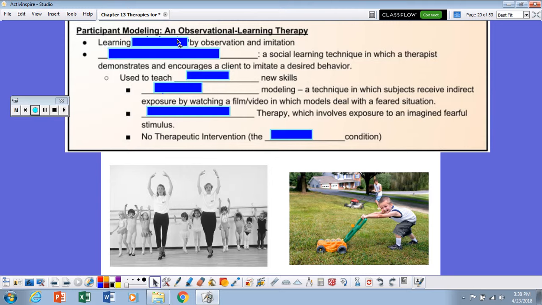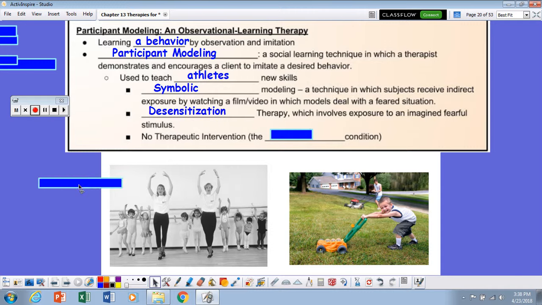Participant modeling, which is an observational learning therapy, is learning a behavior by observation and imitation. This goes back to Albert Bandura and some of his teachings on observational learning. Participant modeling is a type of social learning technique in which the therapist demonstrates and encourages the client to imitate a desired behavior. This is used to teach athletes new skills. There's also symbolic modeling, a technique in which subjects receive indirect exposure by watching film or video in which models deal with a feared situation.